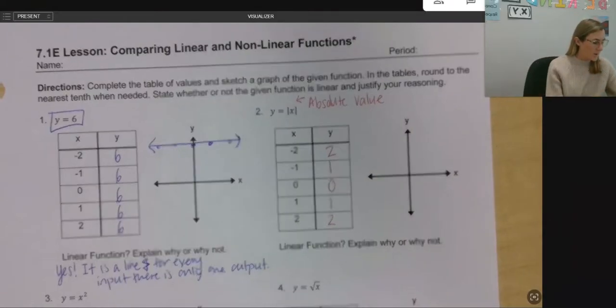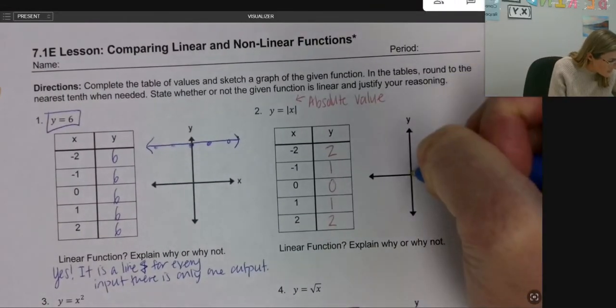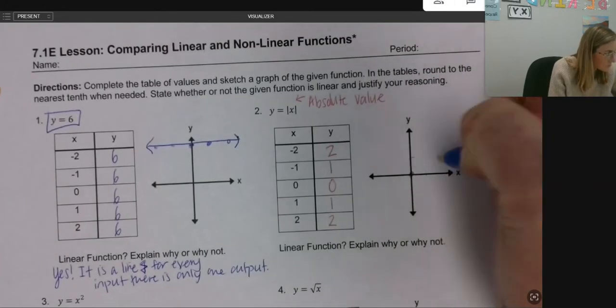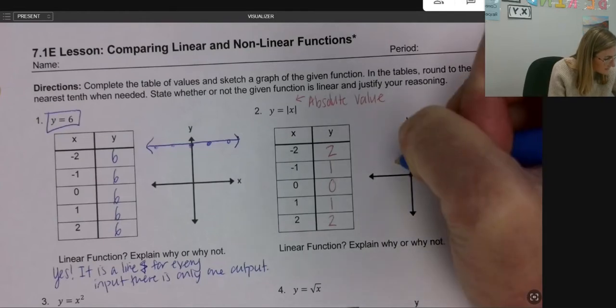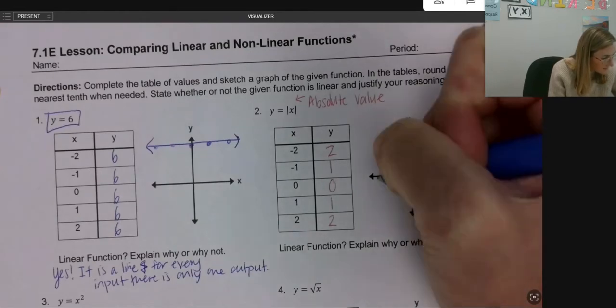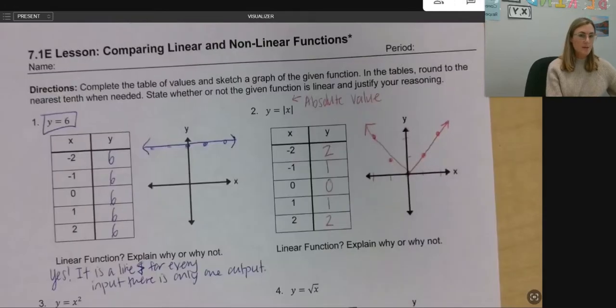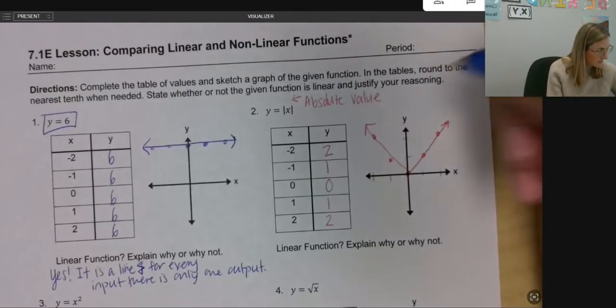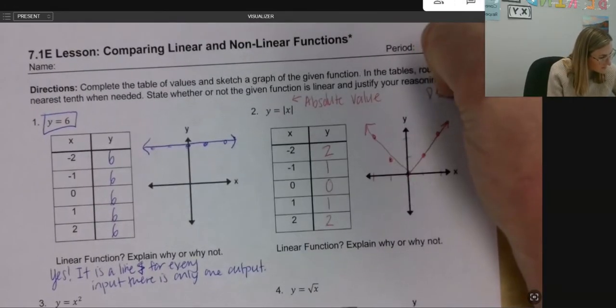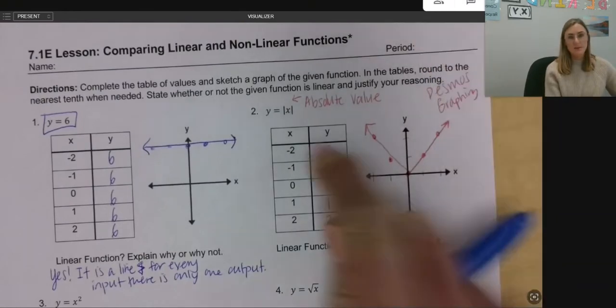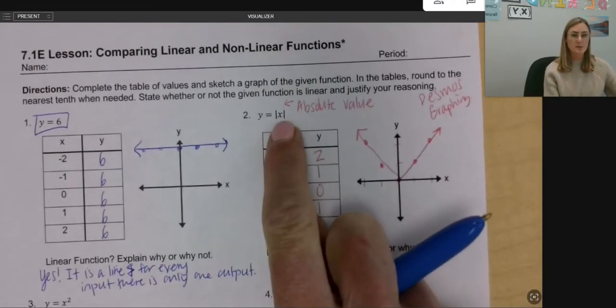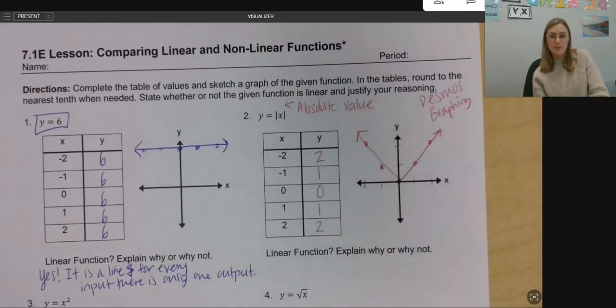So now I can go ahead and plot this. I'm just going to start at (0, 0). Then let's sketch (1, 1), (2, 2), (-1, 1), (-2, 2). And this is going to form a V like so. If you aren't sure how your graph will look, you can also use Desmos graphing and type this into Desmos so that the graph will form for you.